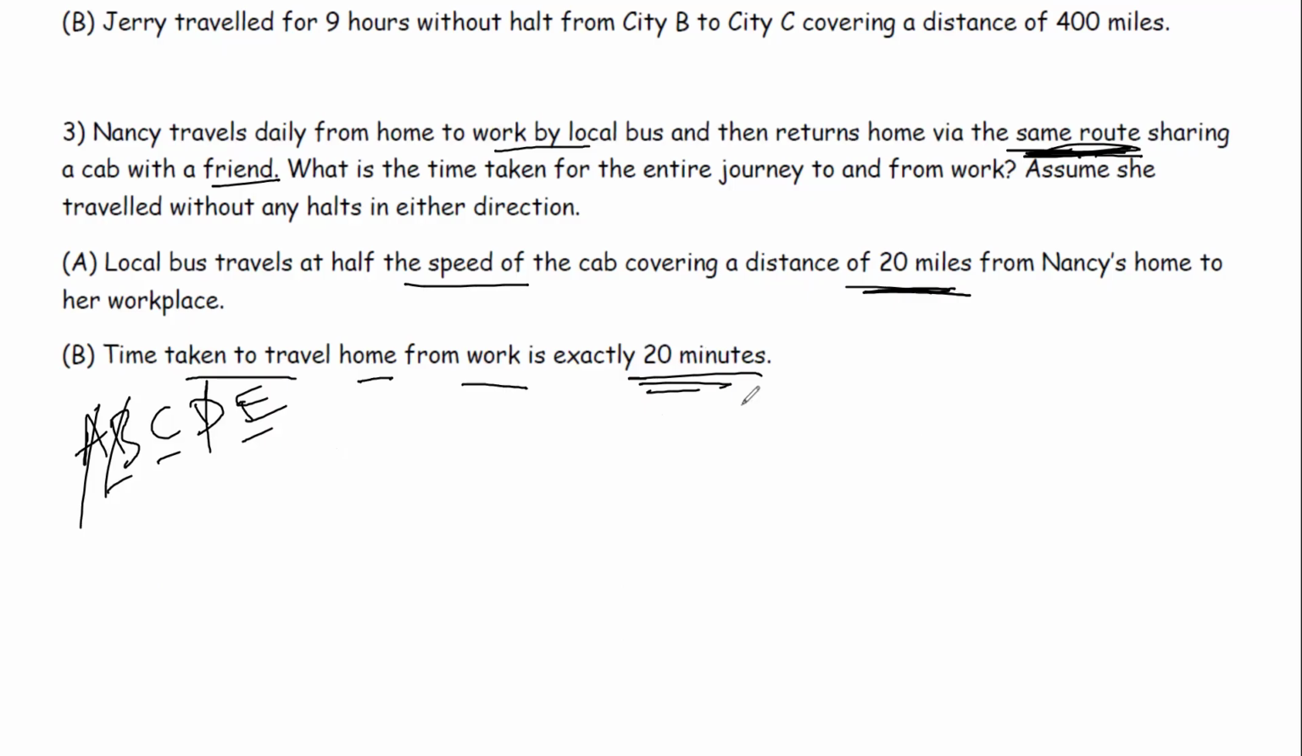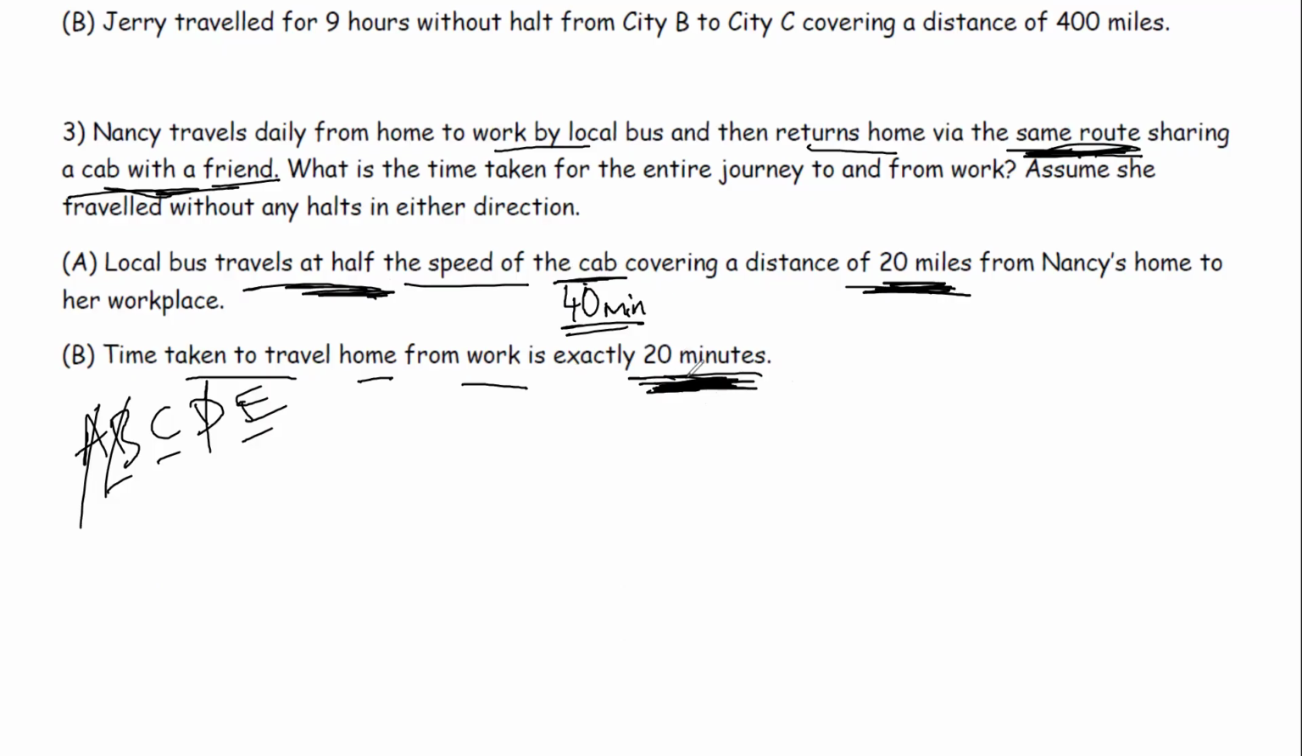that the return journey is 20 minutes. And the return journey is through cab. Right? It says out here, cab with a friend. All right. Returns home via cab. So if the cab time is 20 minutes and the distance is 20 miles, correct? And it says out here that the bus travels at half the speed, meaning the time is going to be double, right? It's going to be 40 minutes, right? While going, because the speed is half that of the cab.